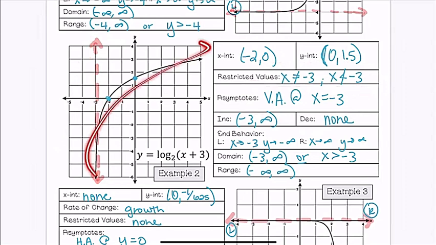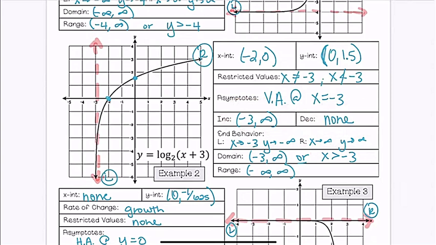We are increasing across our whole domain. Our domain is going to start at that vertical asymptote, so it's from -3 to infinity. We're never decreasing. And for end behavior, here is the left side and the right side. You can see on the left, we are pointing towards -3 for the x, and then it goes straight down for the y. And then for the right side, it's going up and up.